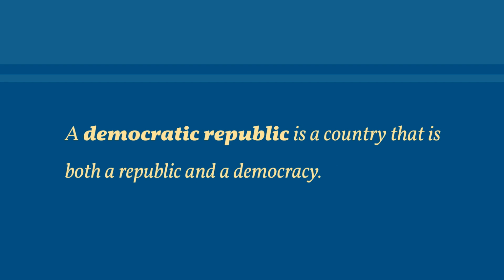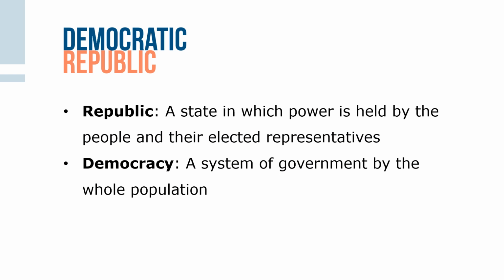To begin, a democratic republic is a country that's both a republic and a democracy. Common definitions of the terms democracy and republic often overlap, suggesting that many democracies function as republics and many republics operate on democratic principles. A republic is a state in which supreme power is held by the people and their elected representatives, where a democracy is a system of government by the whole population or all the eligible members of a state, typically through elected representatives.